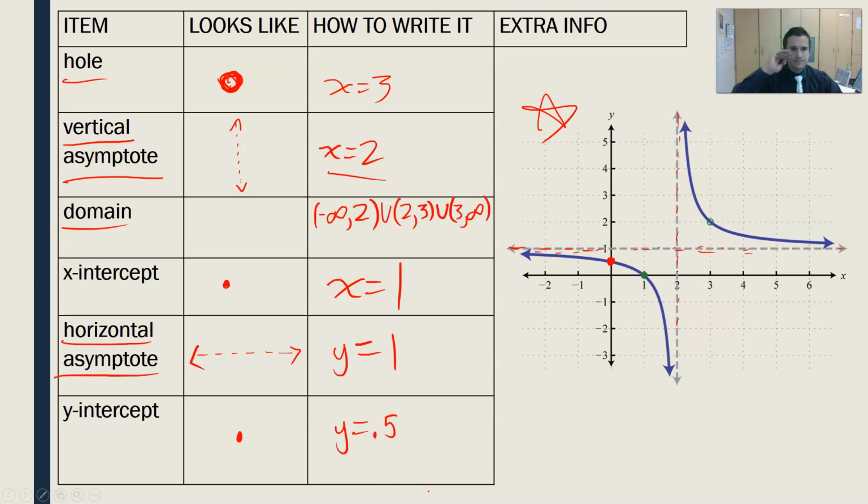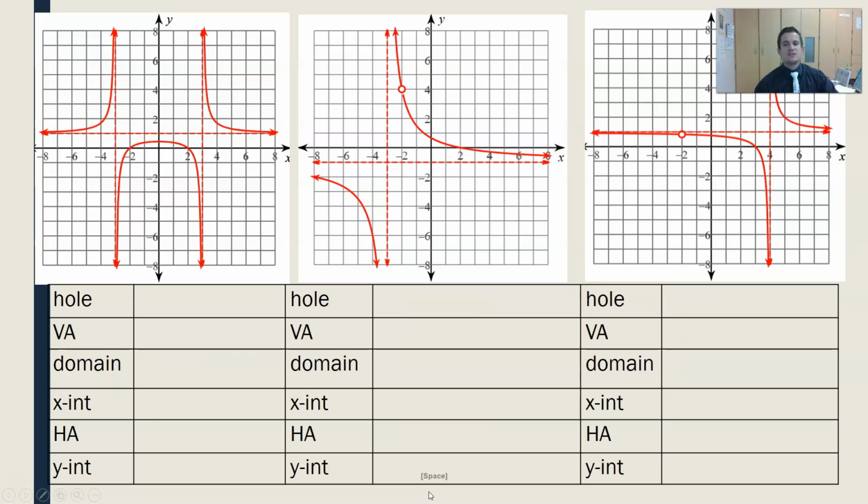Okay? Feeling good? So let's look at some actual graphs. So this first graph right here. First, I'm going to look for any holes. And you'll notice on this graph, I don't have any open circles, so there are no holes, or not applicable. There are no holes in this graph.